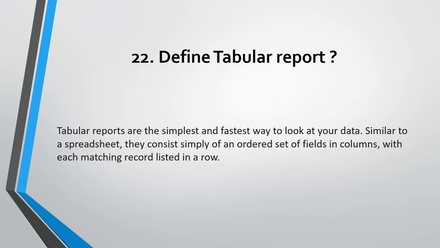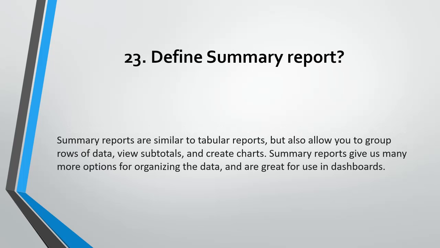Define tabular report. Tabular reports are the simplest and fastest ways to look at your data. So it is similar to spreadsheet. They consist simply of an ordered set of fields in columns with each matching record listed in a row. Define summary reports. Summary reports are similar to tabular report but also allow you to group rows of data. So we can basically view subtotals, create charts. Summary report gives us many more options for organizing the data and are great for use in dashboard.